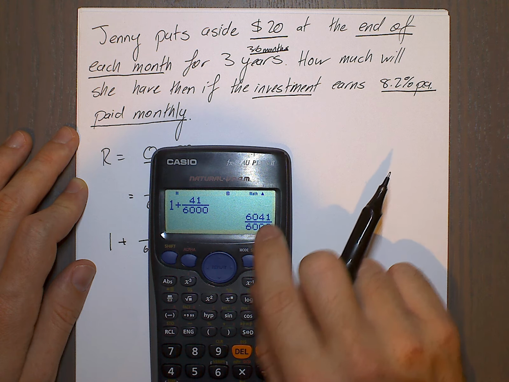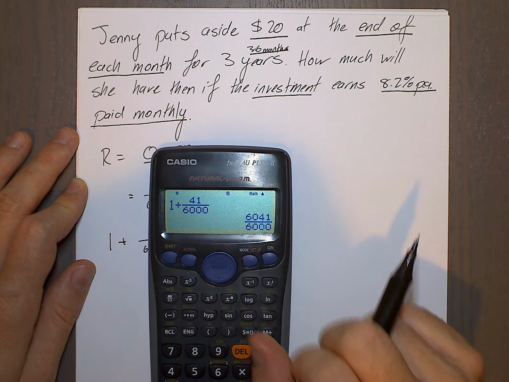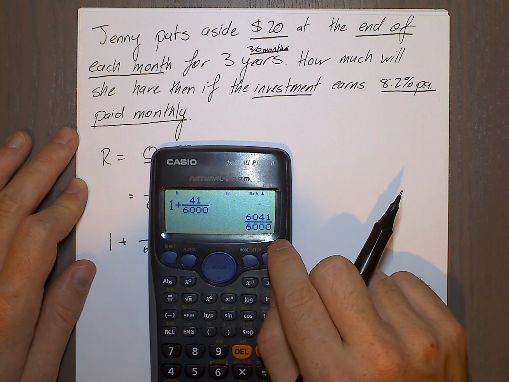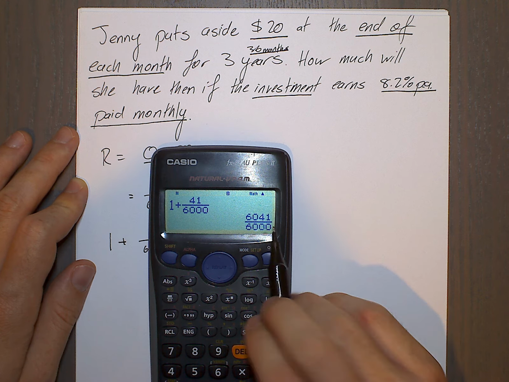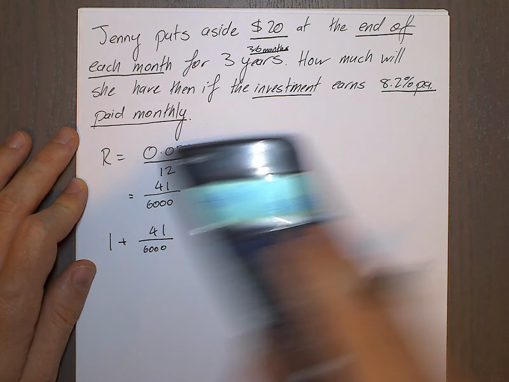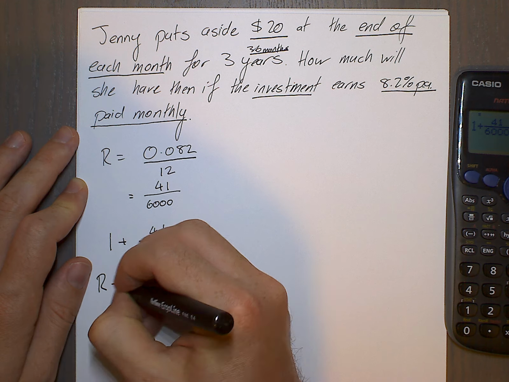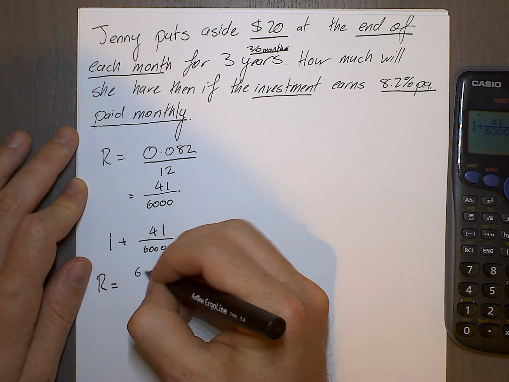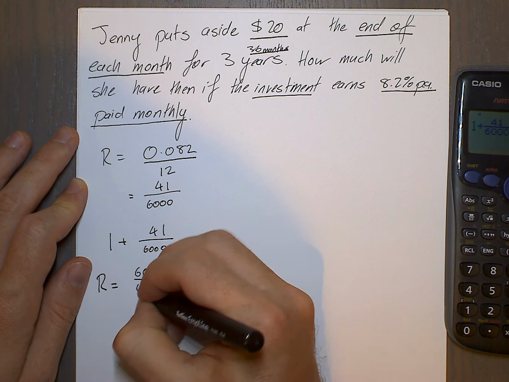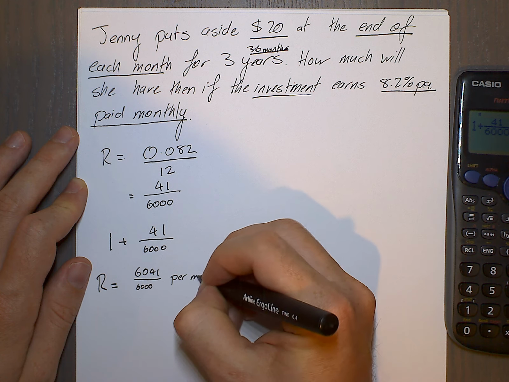And if we do that for every little month, it will grow just a little bit each time. So rather than just putting the money into a piggy bank, we're getting small increments of growth in this investment account. So what we actually need to deal with is our rate, which is going to be 6,041 over 6,000 per month.